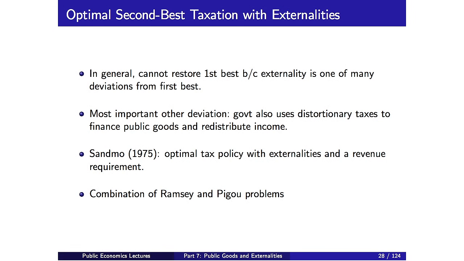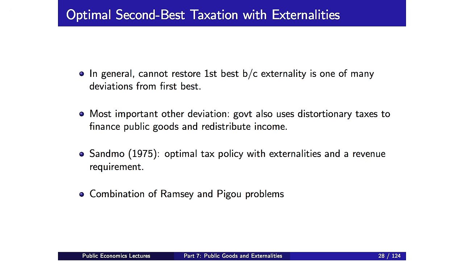Okay, so all of what we've talked about until now has been a model where the only problem is the externality. There's no other thing that the government is trying to do. But in practice, the government is also trying to generate revenue, trying to redistribute money, and do the various other things we've talked about in this class. And so you can't get back to the first best.